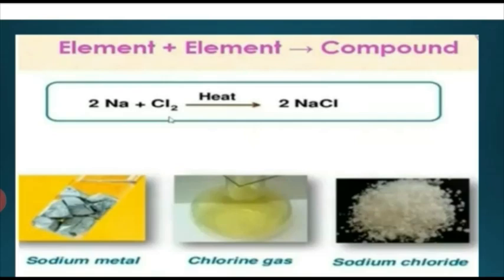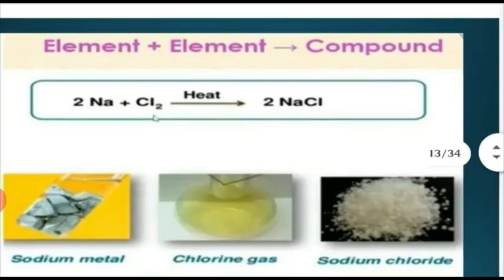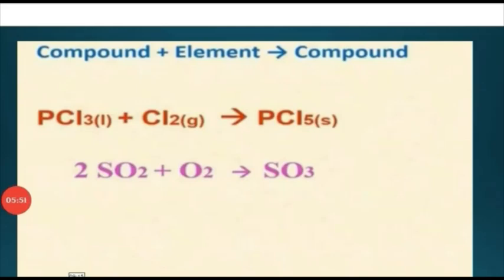You can see this in the equation, 2Na plus Cl2, which gives 2NaCl. The next type of combination reaction is compound plus element, which gives a new compound. In this reaction, a compound reacts with an element to form a new compound.